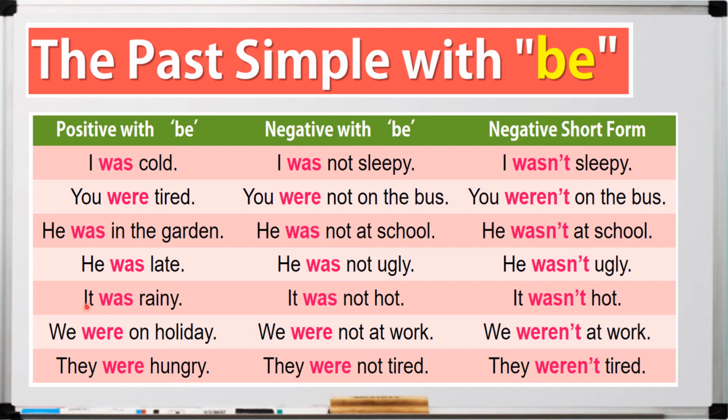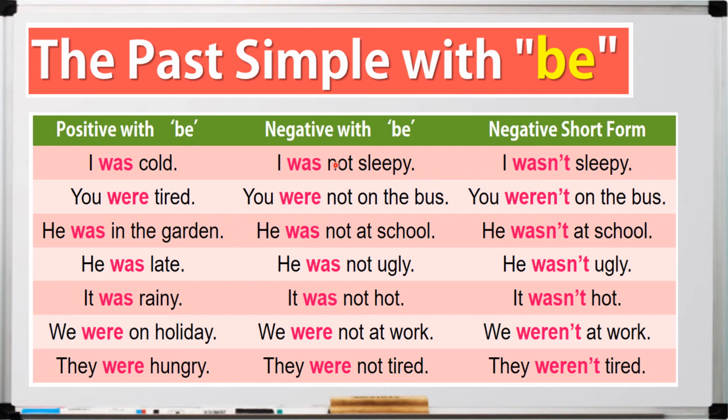And when do I use were? With you, we, they. Now remember that you can be singular and plural. However, we're going to make no difference in the conjugation of be in past, and we're going then to use were for the plural subjects and you. Okay, so I was cold, he was in the garden, he was late, and it was rainy, and you were tired, we were on holiday, and they were hungry.